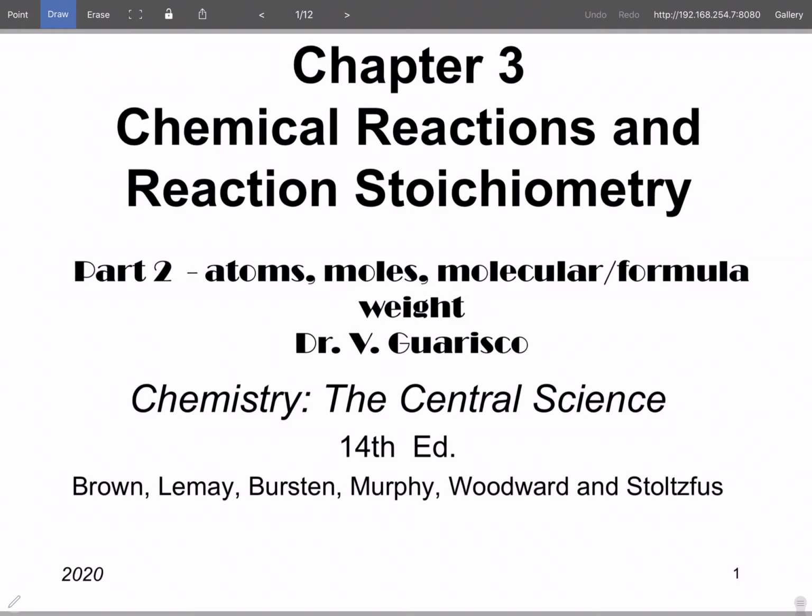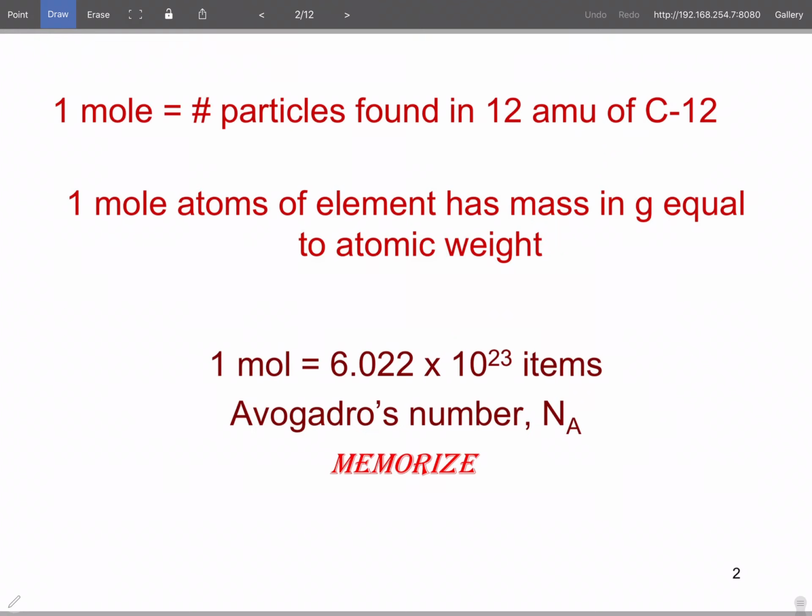Done balancing equations and starting to classify them. We will classify them more as we go. But we're going to look at atoms, moles, and molecular formula weight determination. Okay? Now, by definition, one mole is the number of particles found in 12 AMUs of C12.